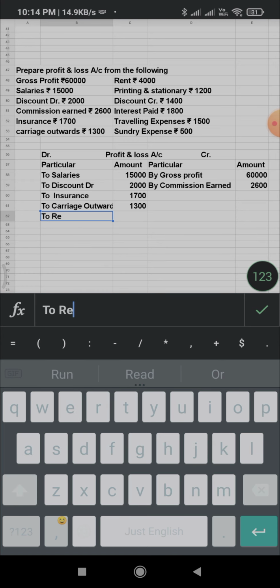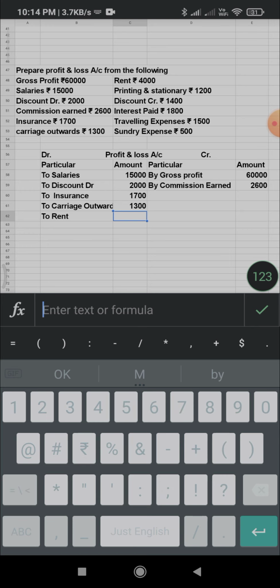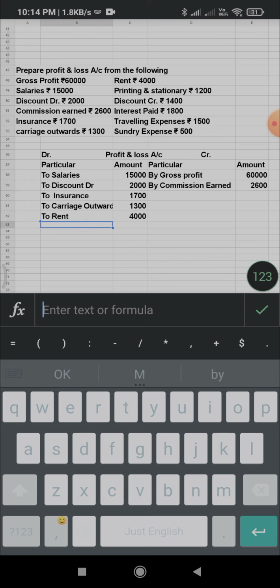Next one, they have given rent. Rent we should take under the debit side of the profit and loss account, because it is also called one of the expenses. Rent should be rent of the factory or rent of the office administration building. If we are paying any rent like that, it is called an expense.